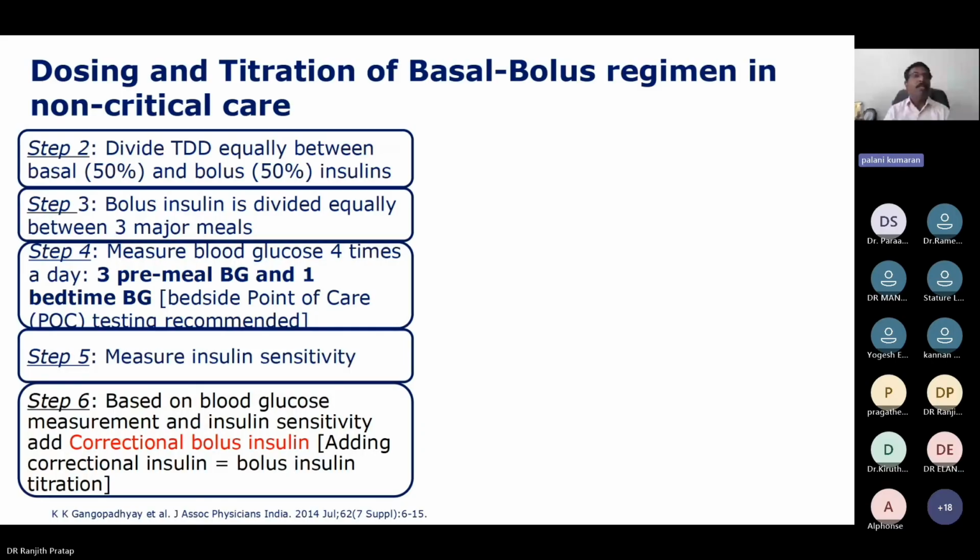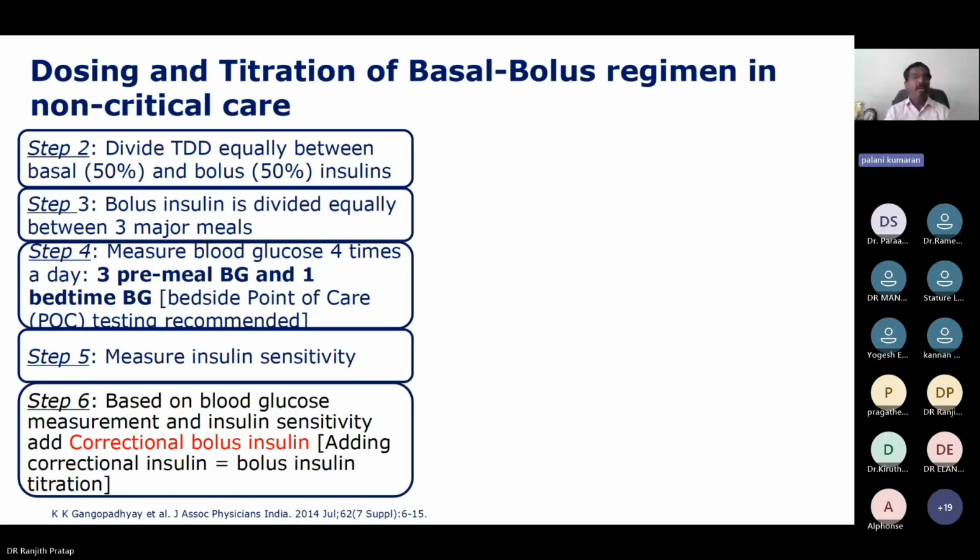Step 3 will be that the bolus insulin is divided equally between 3 meals. So the 60% can be divided into 3 components, divided equally between the 3 major meals. And step 4, you have to measure the blood glucose by point of care, that is a glucometer, 3 pre-meal and 1 bedtime, and you have to adjust the prandial insulin dose according to the blood sugar value.